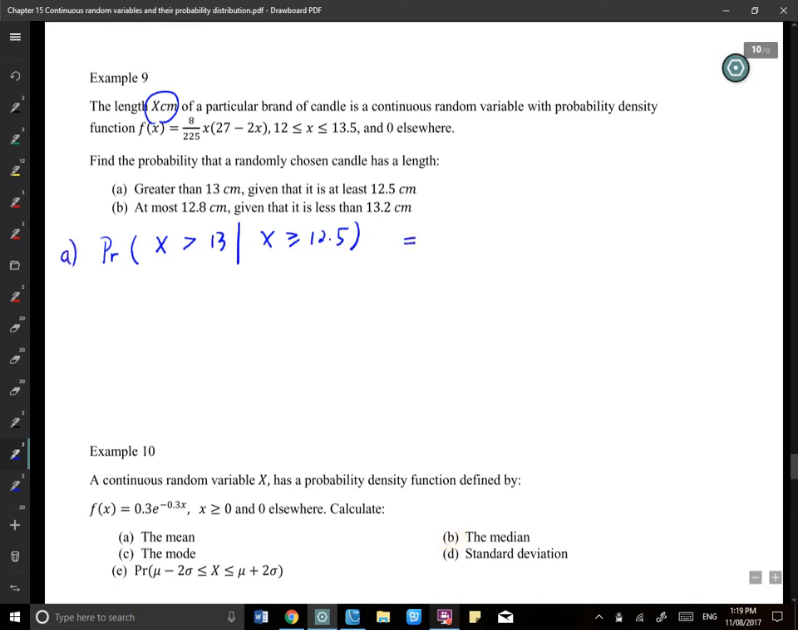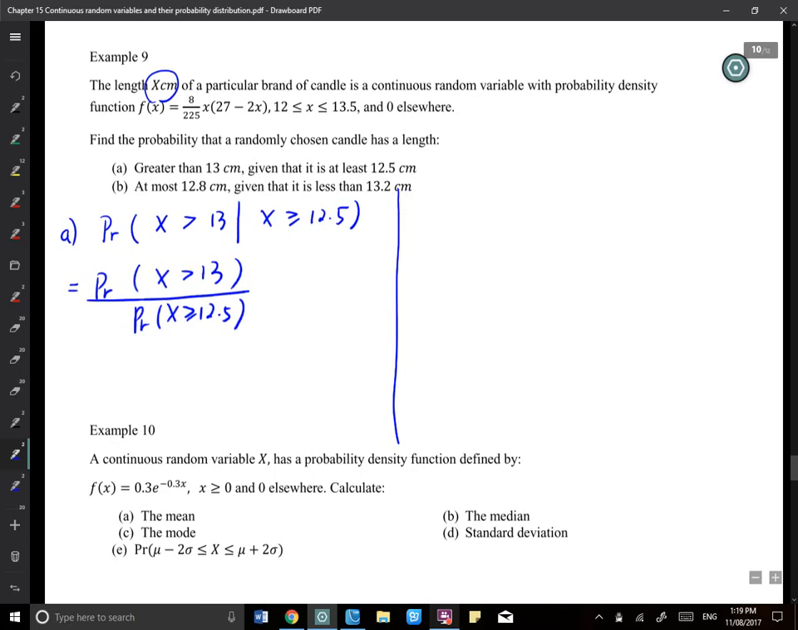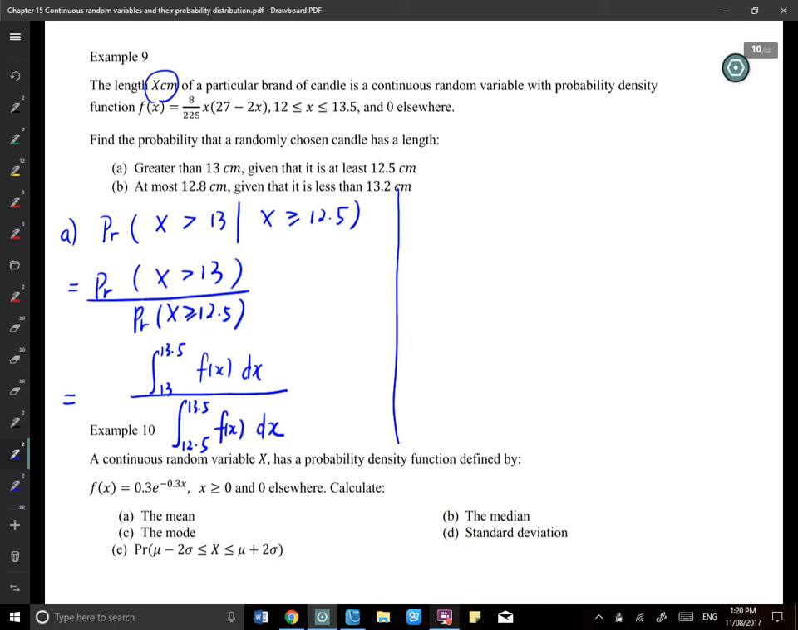So that's what we'll have first. And that equals to, I'll write it vertically, that will be the intersection. So what's the intersection for X greater than 13 and X greater than 12.5? 12.5 is here, 13 is here, so they have common X greater than 13, over the probability X greater than or equal to 12.5. So greater than 13, but the largest one is 13.5. So it's the integral from 13 to 13.5 of f(x) dx over the integral from 12.5 to 13.5 of f(x) dx.